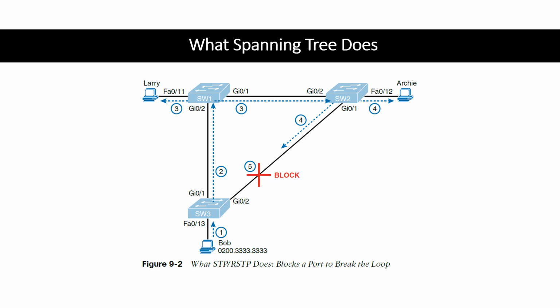So blocking that port means multiple frames aren't being transmitted to the host. There's no MAC address instability, because there's only one way throughout the spanning tree topology for certain hosts.